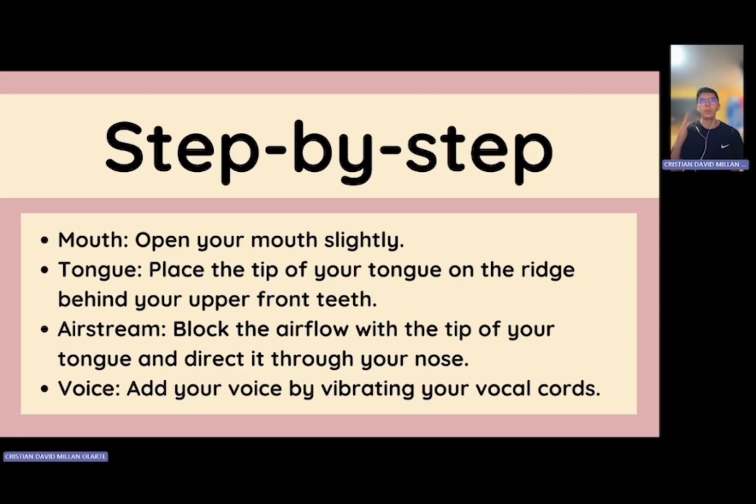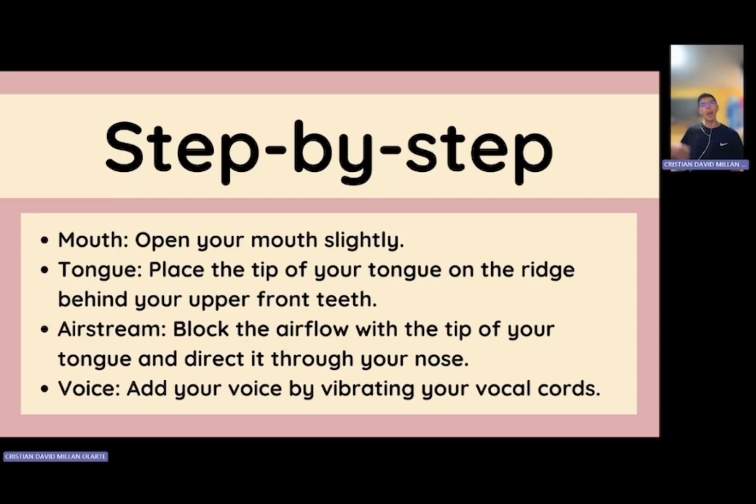And then your tongue. You have to place the tip of your tongue on the ridge behind your upper front teeth. So what does it mean? Basically, this is the tip of your tongue, and you put it on the ridge behind your upper front teeth. So it's like this. Correct. Mouth slightly open, and the tip of the tongue behind your front teeth, like this.